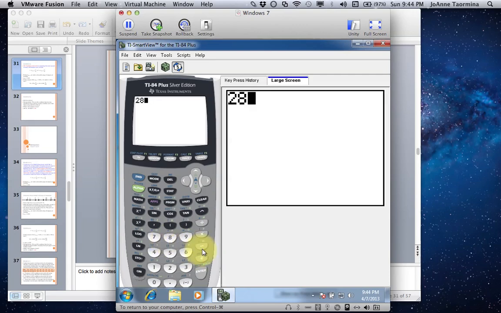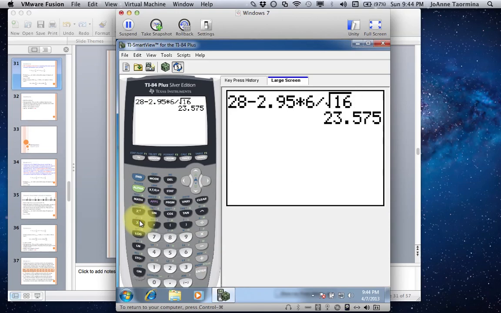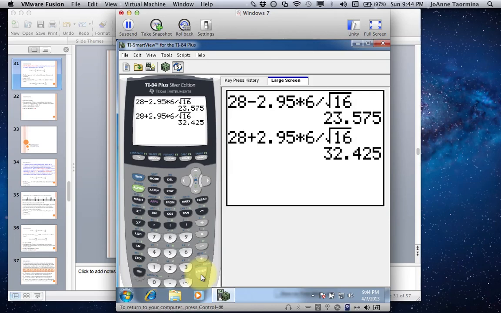28 minus 2.95 times 6 divided by the square root of 16. So 23.58 when dealing with money. And change the minus to a plus to get the upper limit of the confidence interval. And you've got 32.43. So 23.58 to 32.43.